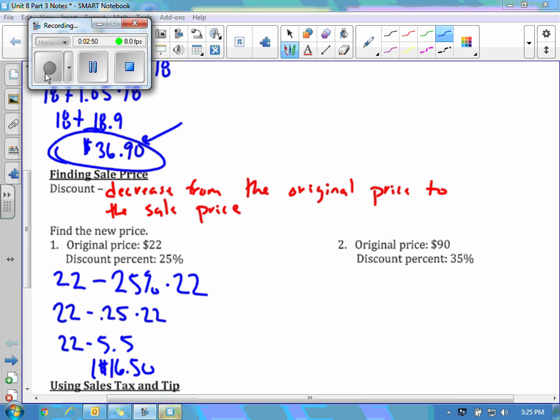Again, it's a price, so I need a dollar sign, and I need to go to 2 decimal places. So for markup, I add; for discount, I subtract. But you're doing it the same way: original, and then the percentage of the original.